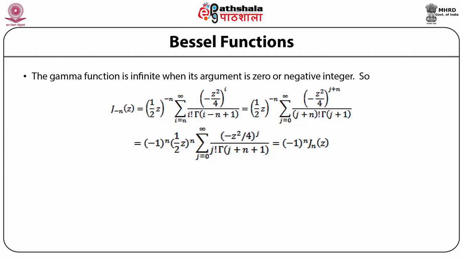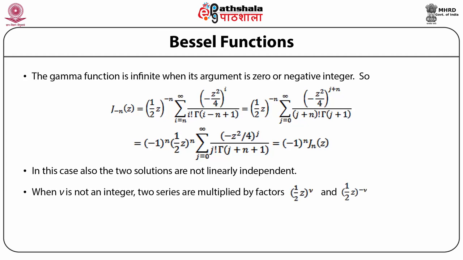This is equal to (z by 2) raised to power minus n into summation over j going from 0 to infinity of (minus z square by 4) raised to power (j plus n) divided by (j plus n) factorial into gamma of (j plus 1). This gives J_minus n of z to be equal to (minus 1) raised to power n into (z by 2) raised to power n into summation over j going from 0 to infinity of (minus z square by 4) raised to power j divided by j factorial into gamma of (j plus n plus 1). This gives (minus 1) raised to power n times J_n of z. Hence, in this case also, the two solutions are not linearly independent.